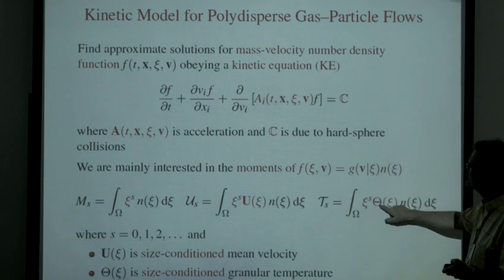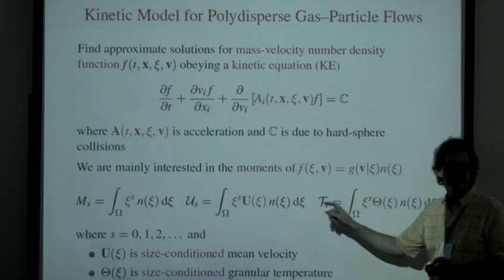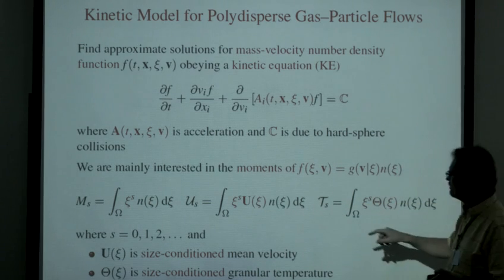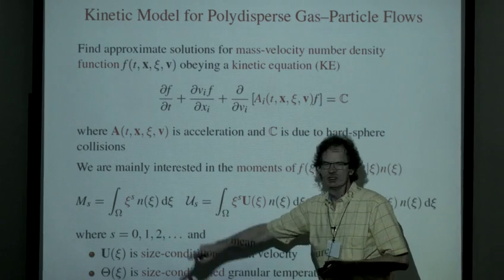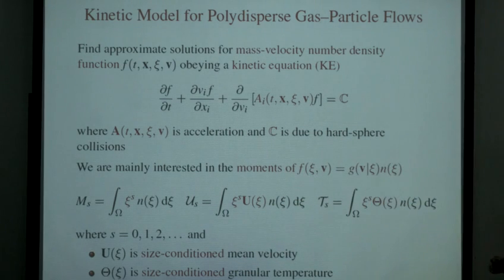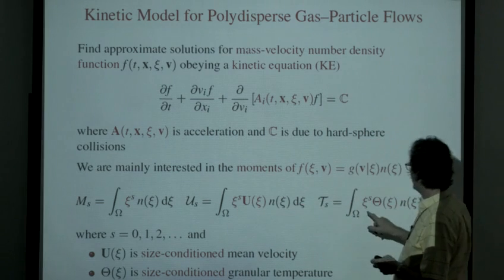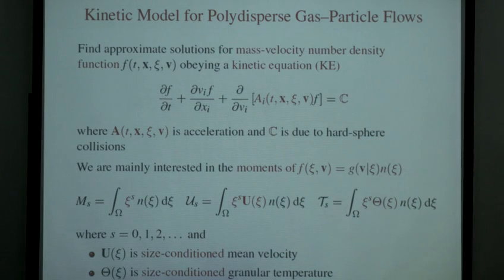Just remember for the notation, if you see non-script U and C, those are conditioned on size. And these other moments that are script or italics, those are the weighted moments. These are all the particles just weighted by a different factor in front. Okay, so those are the moments we're going to be using. So the question is, what do we do with them?